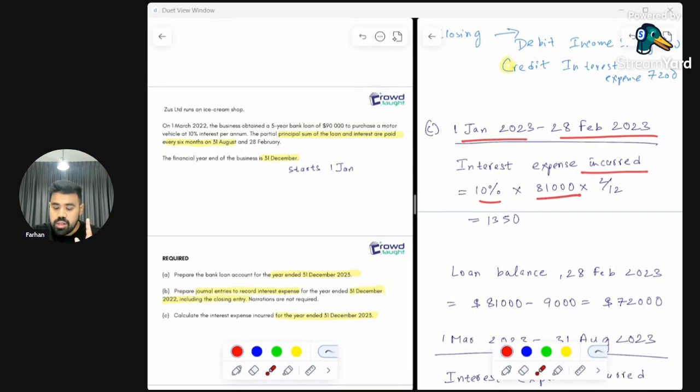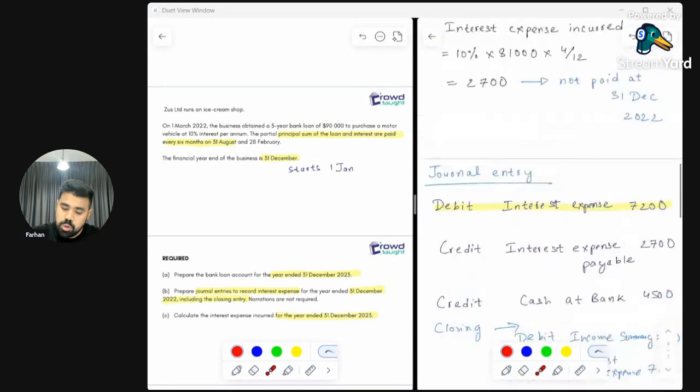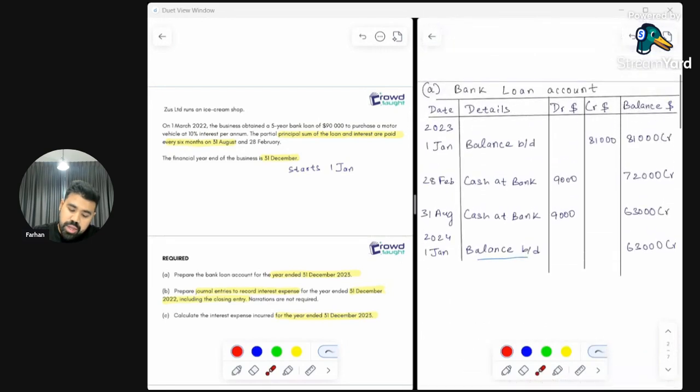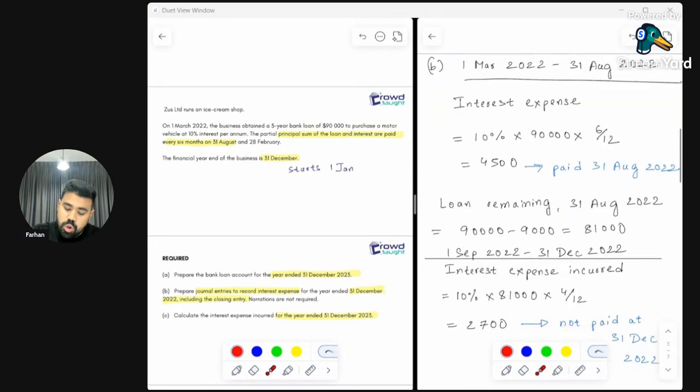If you don't, let me scroll you back up to the bank loan account, okay? Okay, hold that thought. So the bank loan account, 28 February 2023, the balance was $72,000 actually. On 28 February 2023, we had a balance of 81,000 before the repayment of 9,000, right? So remember, before the repayment of 9,000, we had $81,000 left in loan, okay? So let's scroll back down.